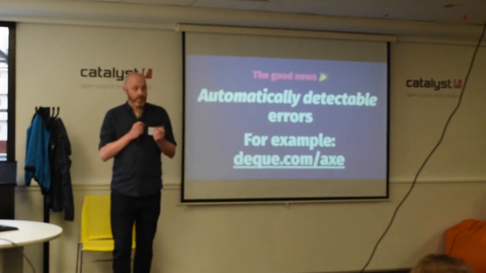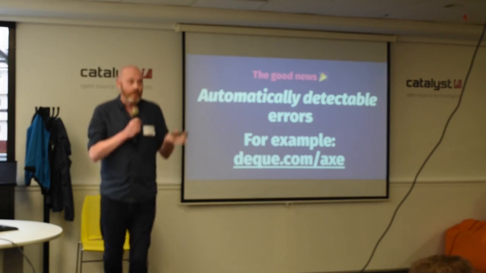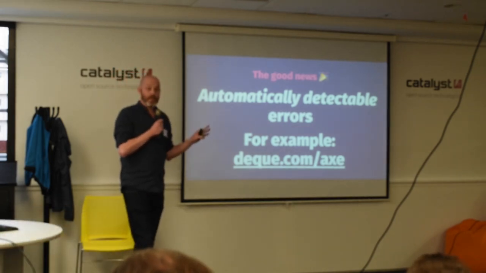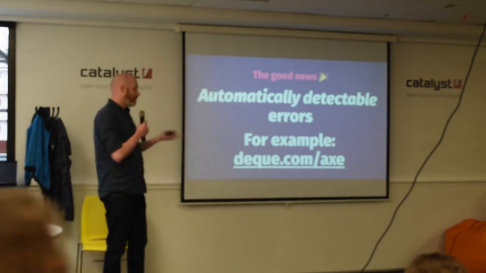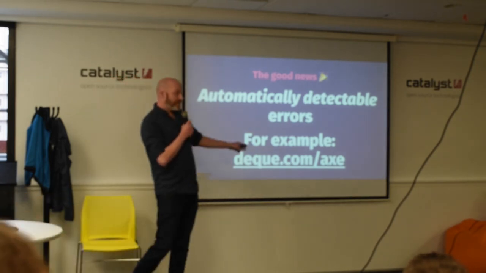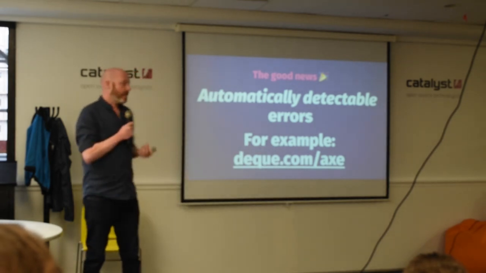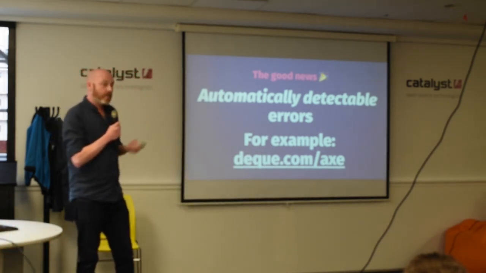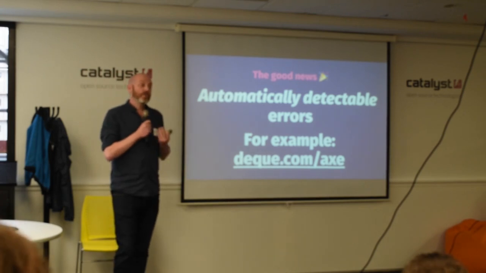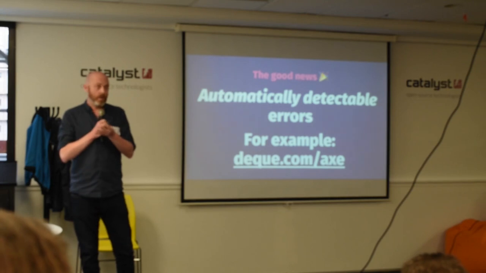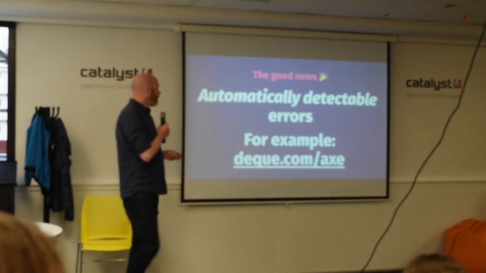So there is good news. It seemed like a bit of a downer, but it's okay. We're coming back up now. These were automatically detectable errors. You can run a tool to help you find these errors. One I particularly like is called Axe at dq.com, where you can find it. They've got a browser extension. They've got a command line tool. If you're using React or Vue, they've got a Jest Axe custom matcher, which is great.